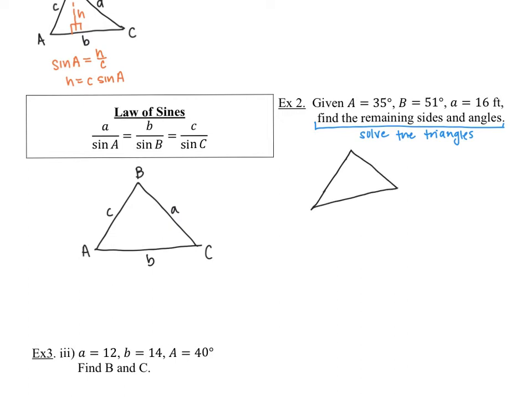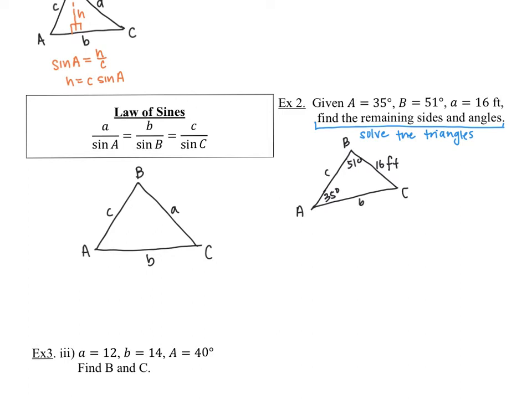My triangle's struggling a little here. Okay, let me see. A, B, C. Since the picture is not drawn to scale, angle A is 35 degrees, angle B is 51 degrees, and little a is 16 feet. I need to find all the missing sides and angles.